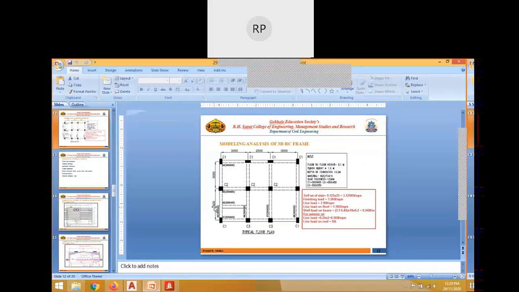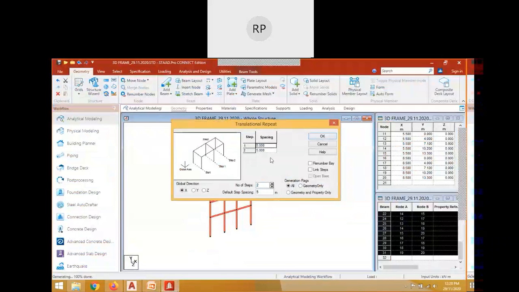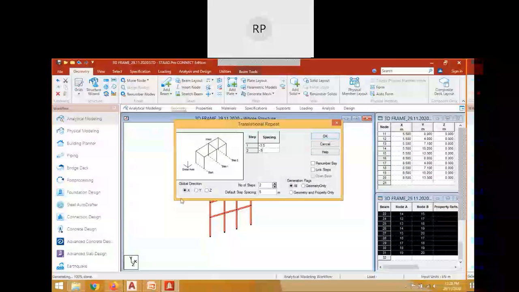For that, let me show you this PPT again. Here I want a spacing equal to 3.5 meter and 3 meter. So only two spacings are required. Go back to your model. Here I will just keep two steps. The first step spacing is 3.5, and for the second step, sorry, here I have to keep minus 3.5. Remember, now I'm going to repeat in this particular direction. So this is minus 3.5 and the second is minus 3.